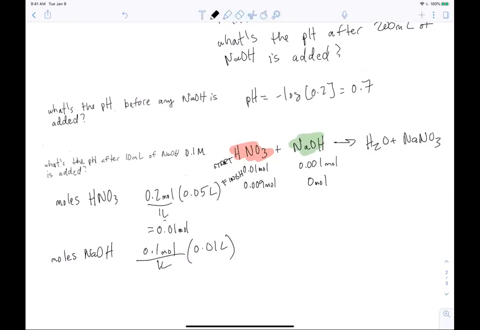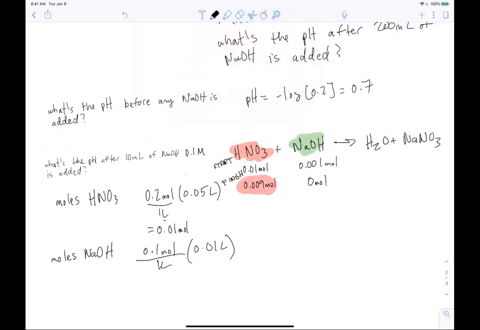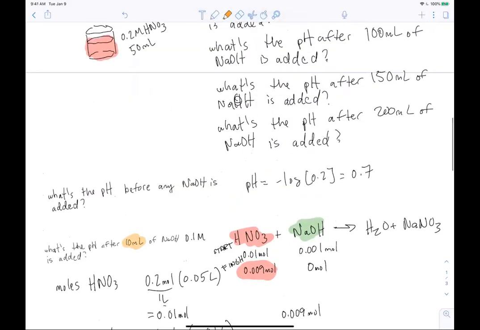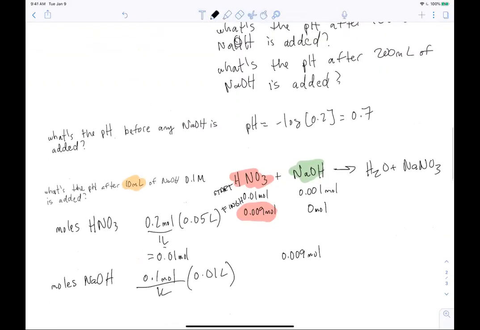And then when we want to calculate our pH, we just take this new value that we've calculated here. So this is our new value of moles of acid that we have. So we have 0.009 moles. But this is the thing you have to keep track of: we've added 10 milliliters to our initial 50 milliliters. So our volume has changed. You just need to be careful of that.